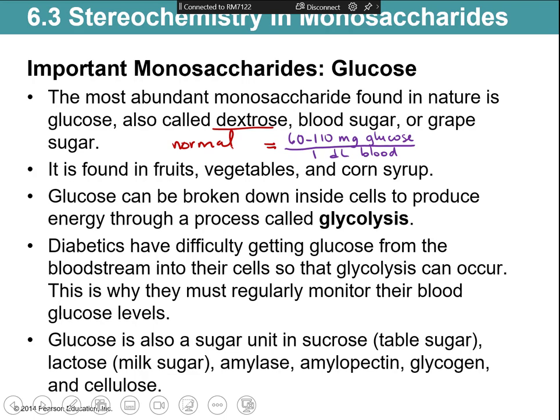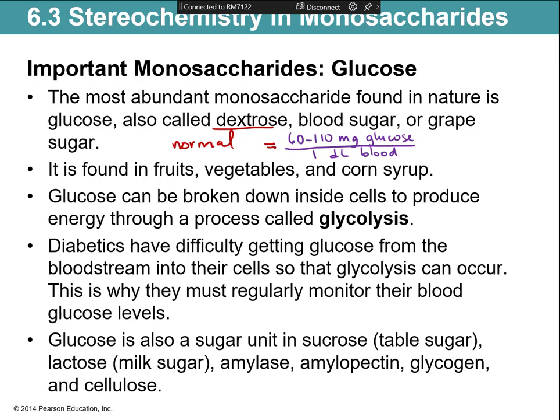So where do you get sugar from? Well, you get sugar from all digested carbohydrates. So you get sugar from fruits, from vegetables, from corn syrup, artificial, not artificial sweeteners, but like any kind of sweetener. You also get glucose if you eat starch, because starch does get digested into glucose, which then gets absorbed into the body. And so then it affects blood sugar.